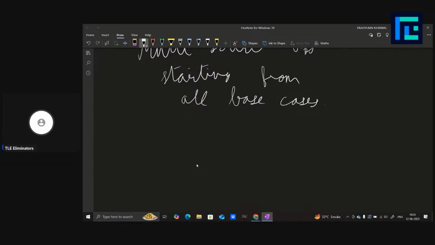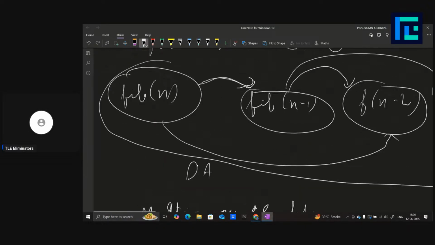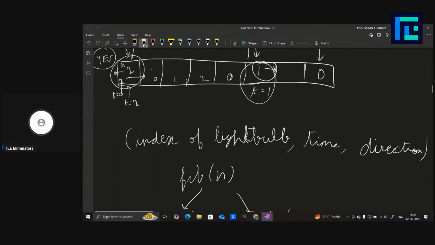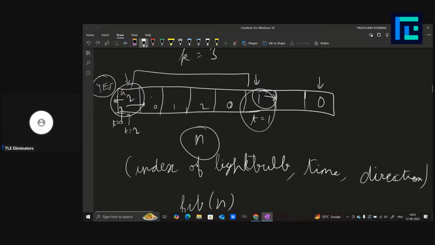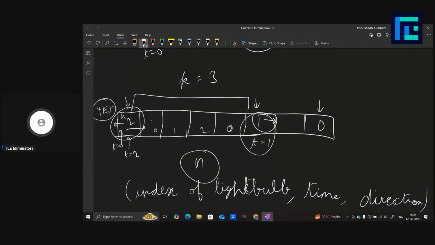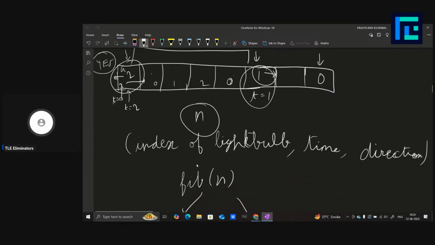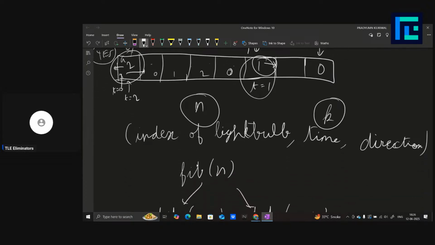And because our constraints are pretty low, how many states do we actually have? What are the states? One is the index of the light bulb. We have n light bulbs, so there are n values of this index. Then we have time, and in our world, the time is only modulo k. If k is 3, then our time goes 0, 1, 2, 0, 1, 2, and so on. So the number of possible values for time is k.